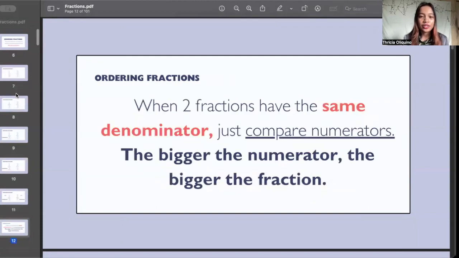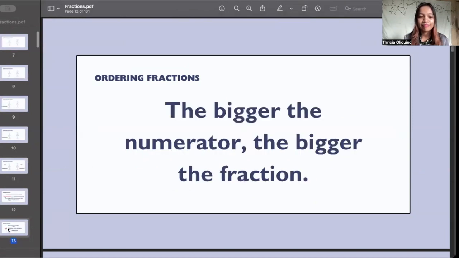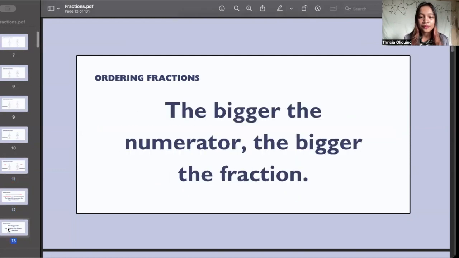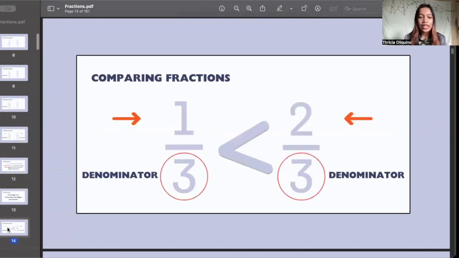Again, when two fractions have the same denominator, just compare numerators, and remember that the bigger the numerator, the bigger the fraction. Okay, so what is your answer on these fractions? Which one? What symbol should we use? Is it greater than, less than, or equal? Okay, very good. It is less than. So 1/3 is less than 2/3. Good job.